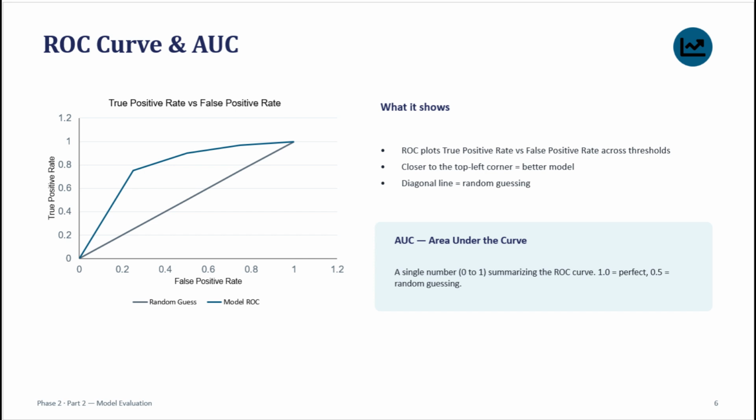To summarize the entire curve into one number, we use AUC, which stands for area under the curve. AUC ranges from 0 to 1. An AUC of 1 means perfect classification. An AUC of 0.5 means your model performs no better than random guessing. Generally, the higher the AUC, the better your model separates different classes.